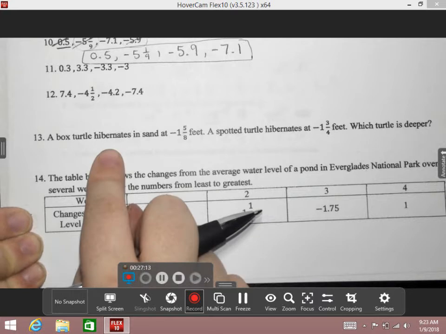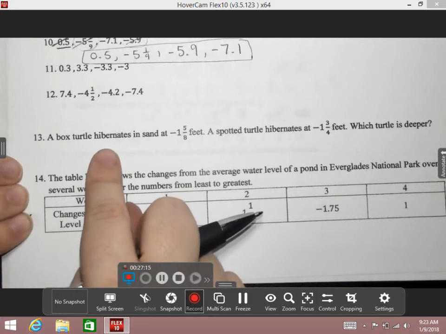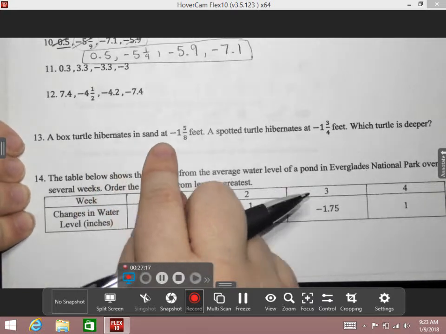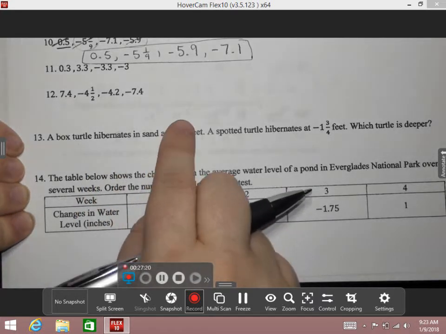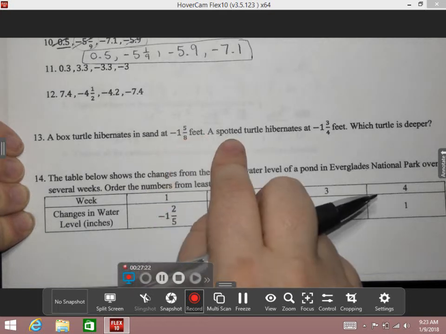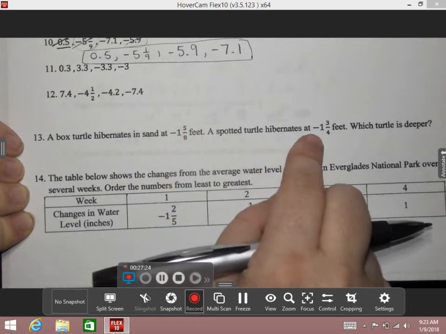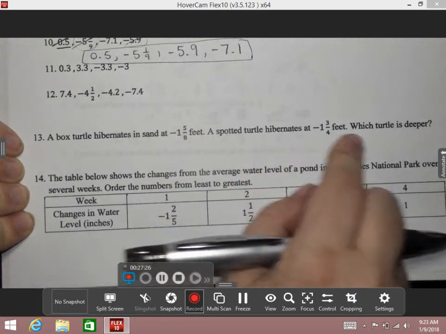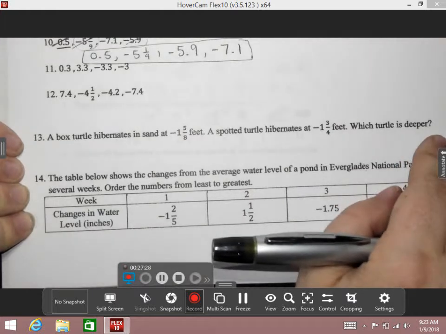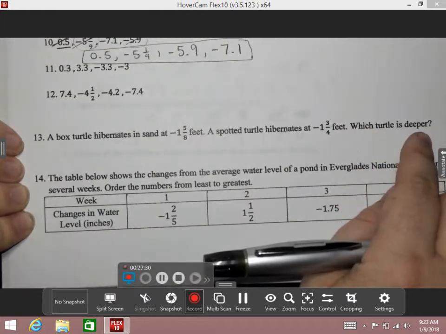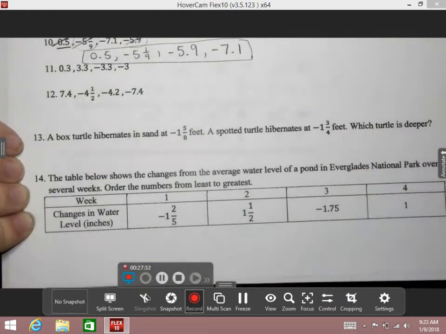All right, number 13, now let's look at this. It says a box turtle hibernates in sand at negative 1 5/8 feet. A spotted turtle hibernates at negative 1 3/4 feet. Which turtle is deeper? So guys, when it's asking which turtle dug deeper, yes? You can compare 1 3/4, make the denominator the same as the other one.